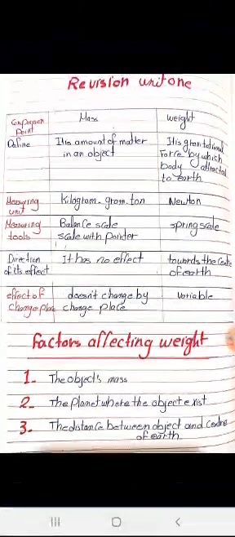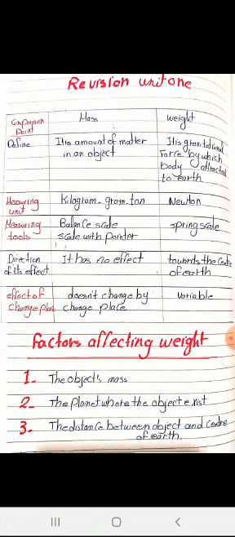Mass, it has no effect, while weight, downward towards the center of Earth. Number 5, the effect of a change place. Mass doesn't change by change place, while weight variable, change by change place.